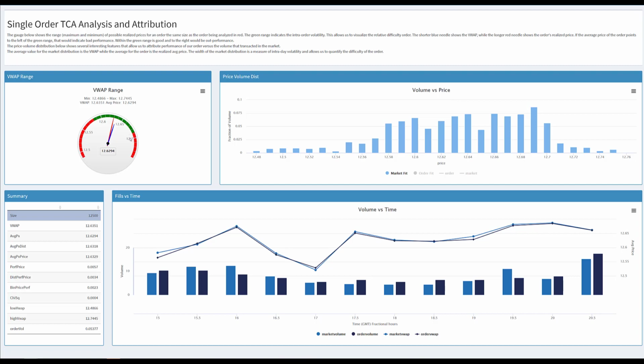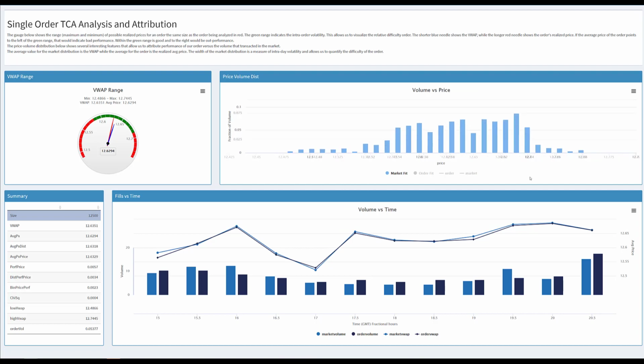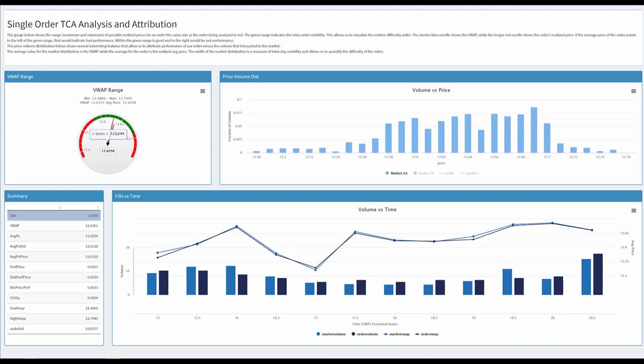The green part of the gauge is going to be the volume weighted average price plus or minus 1 standard deviation. Okay, so if I put on the Gaussian again, 1 standard deviation is going to be about that distance here, and we can use that to color our gauge. The red needle, that's going to be the VWAP benchmark, and the blue needle is our average price.